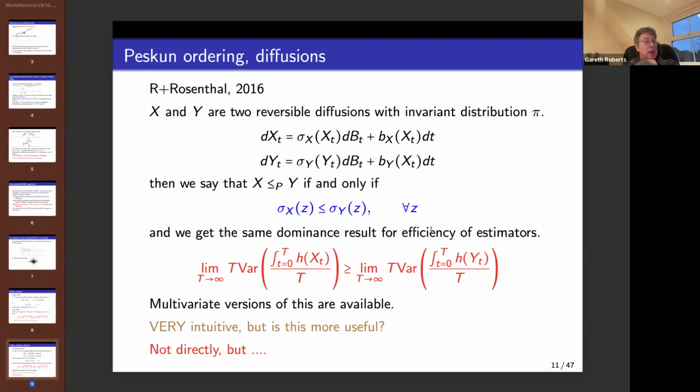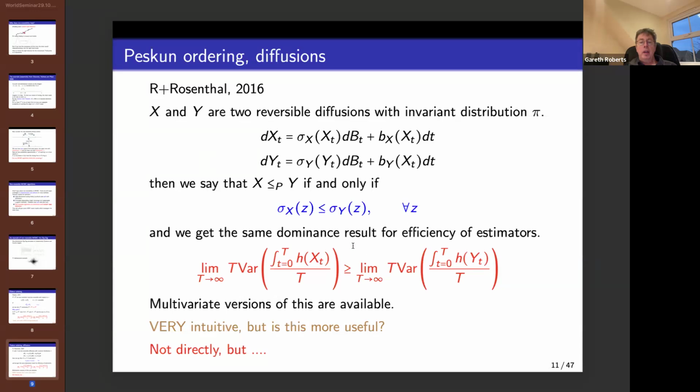So suppose I have two diffusions, X and Y. Both of them have the same invariant distribution pi. This time, the ordering is not going to be on all the P_ij's, but a completely local one on the local volatility. I want the local volatility of X to be less than or equal to the local volatility of Y, pointwise for all possible values of z. So no matter where I am in the state space, if I'm running both X and Y, then Y will be in some sense locally more diffusive than X. So Y is wiggling around more than X, and that seems a good idea.